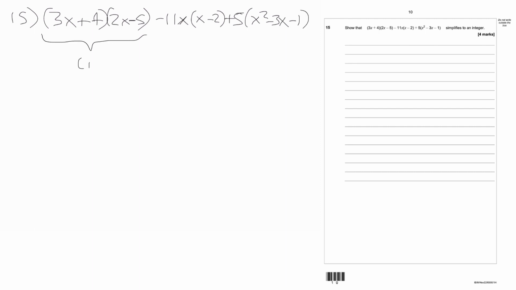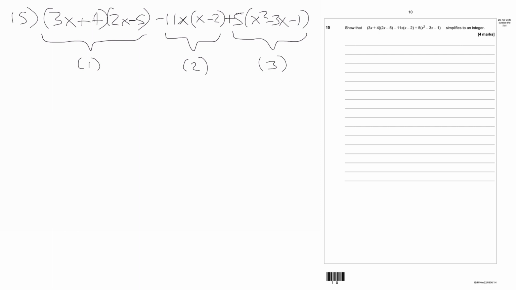So moving on to question 15, and we're asked to prove that 3x plus 4 times 2x minus 5 minus 11x times x minus 2 plus 5 times x squared minus 3x minus 1 simplifies to an integer. So let's break this down into 3 parts. So part 1 is going to be this 3x plus 4 times 2x minus 5. So this is the first brackets, we expand. Then we have this minus 11x times x minus 2. So this is the second part. And the third part is this 5 times x squared minus 3x minus 1.